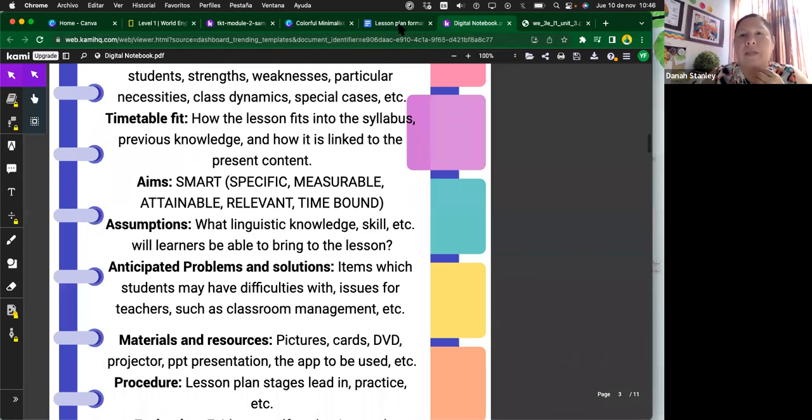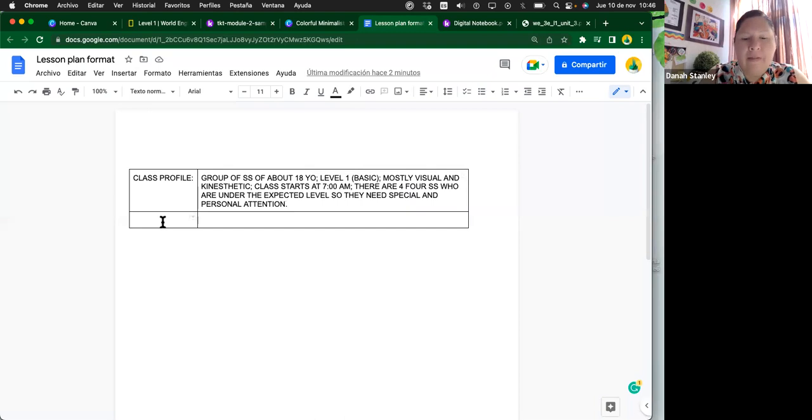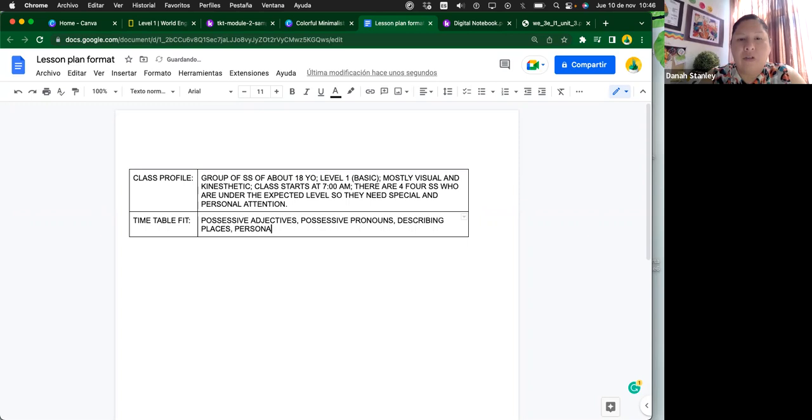Timetable fit. In this case, what I'm going to add is what they saw previously in the lesson. Possessive adjectives, possessive pronouns. ¿Qué más vimos? Describing places, personal information. ¿Qué más? Should, shouldn't.